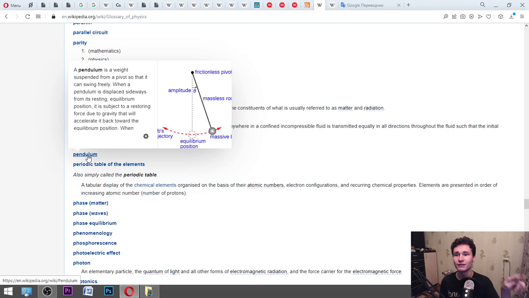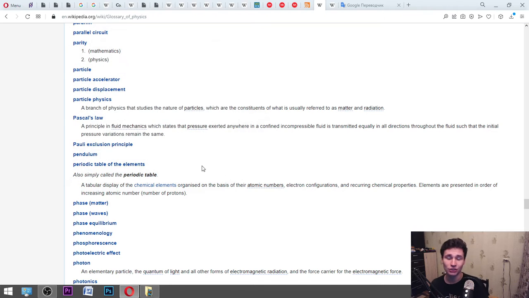a pivot so that it can swing freely. When a pendulum is displaced sideways from its resting equilibrium position, it is subject to a restoring force due to gravity that will accelerate it back toward the equilibrium position.